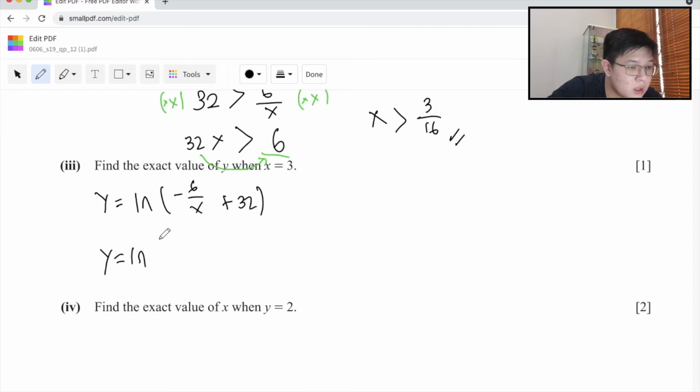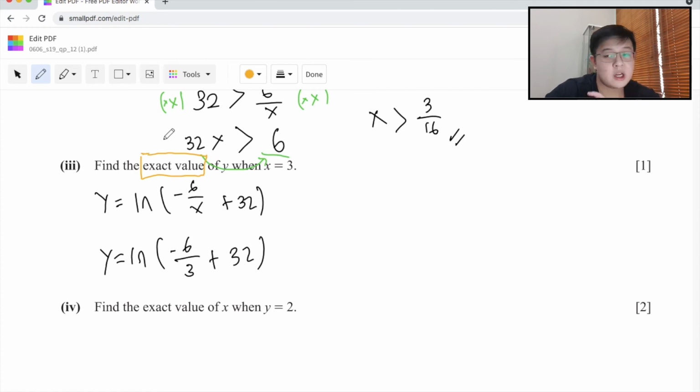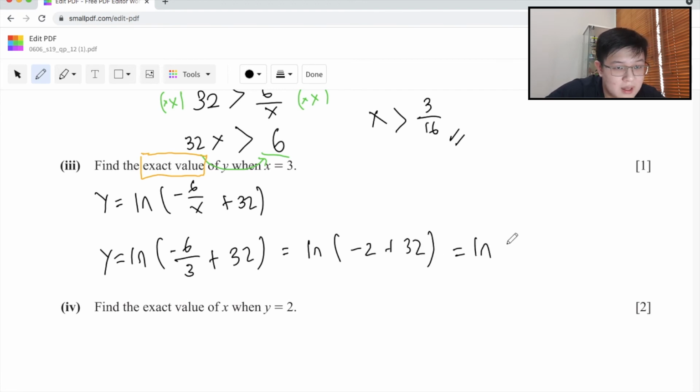So it's y is equals to ln of (minus 6 over 3 plus 32). And you have to also read that the question is asking you to answer exact value. So it means that it cannot be in decimal form, but it should be an exact value, in terms of ln in this type of question. Okay, so we could change this to ln of (minus 6 over 3 is minus 2, plus 32). So it would be ln 30. That's exact value. So we could write it as y is equals to ln 30. This is the answer.